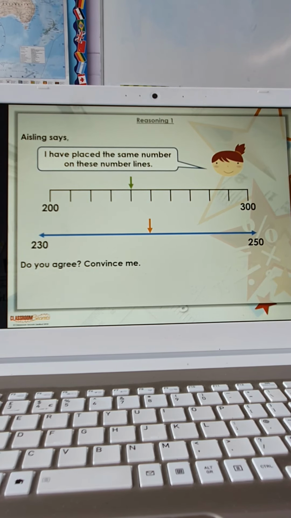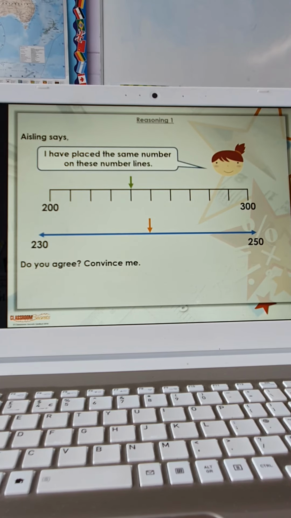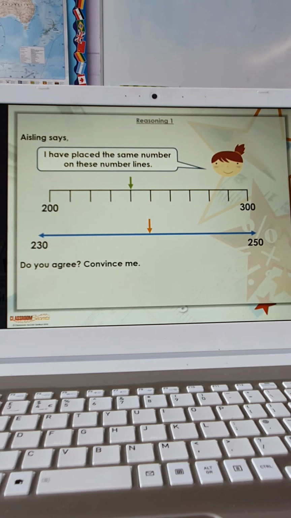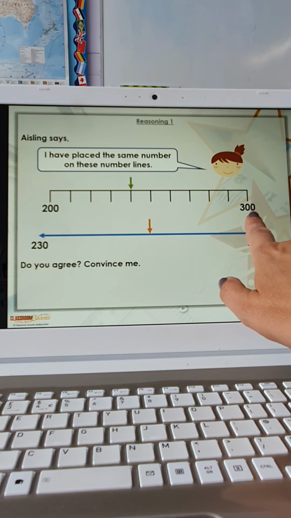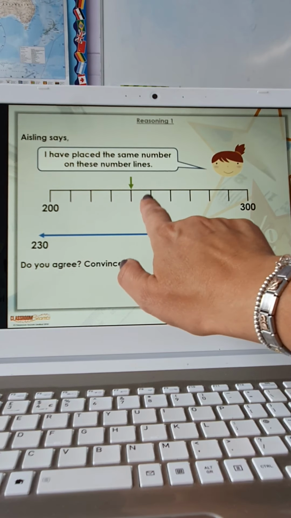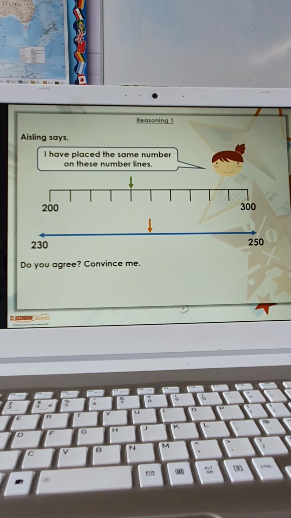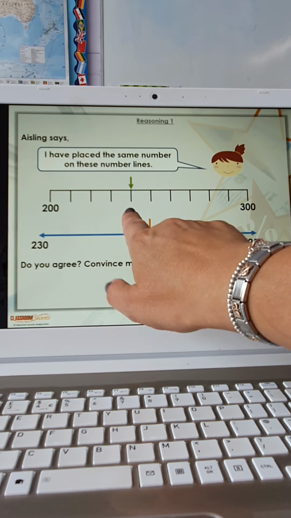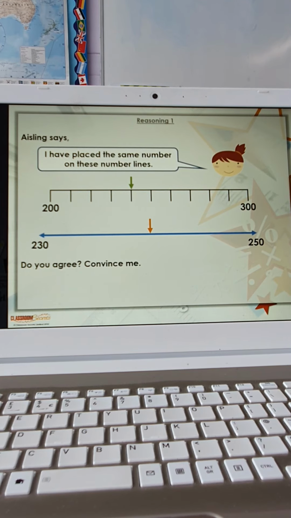Aislinn has now got some number lines that she's placed a number onto, and she's used an arrow to put a number on there. She's saying that she has put the same number on both of those number lines. So if we look at the top one, we're going from 200 to 300. 1, 2, 3, 4, 5, 6, 7, 8, 9, 10. Again, we've got 10 intervals, so it's going up in tens, 210, 220, 230. That's 240 that she's marked on that number line.